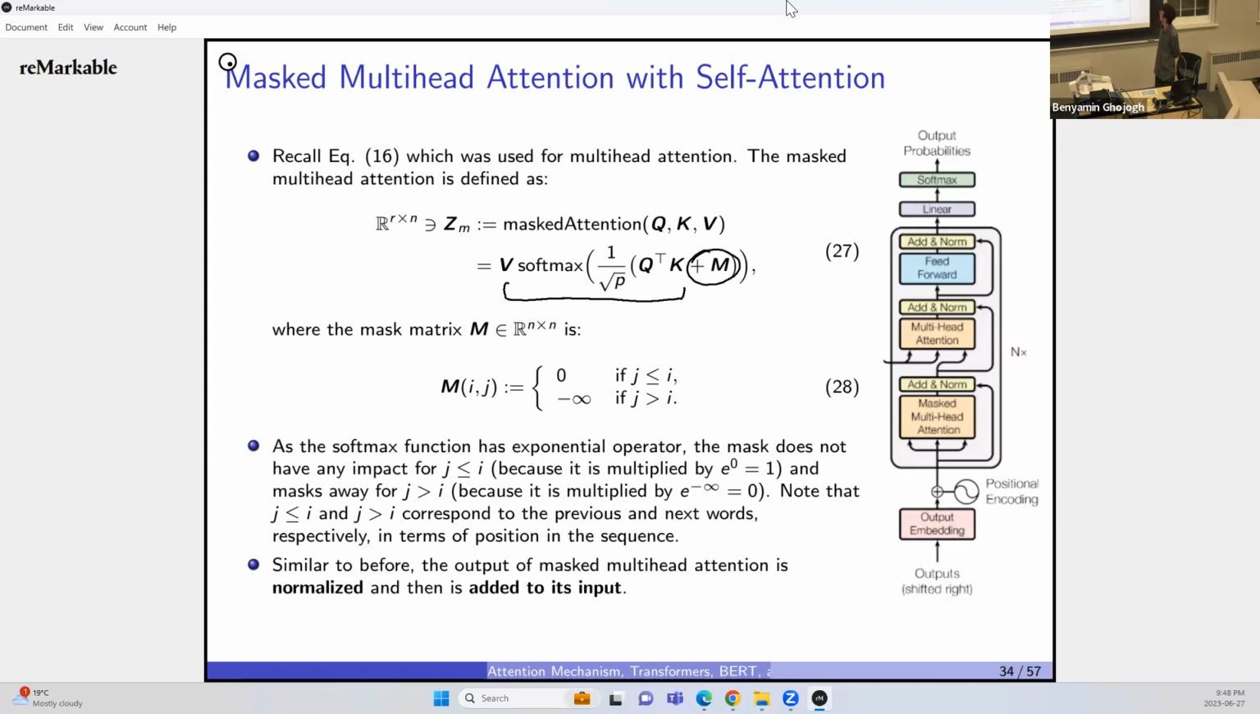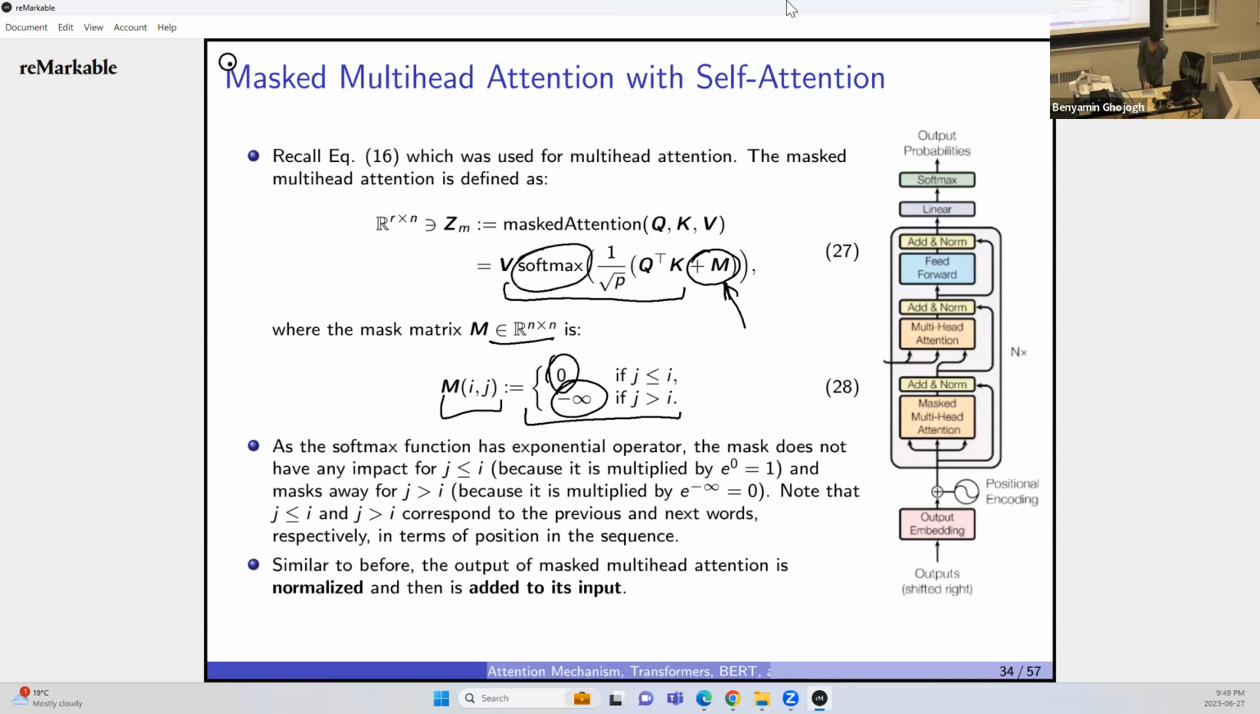I define this matrix M, which is n by n, and whose ijth element is like this. When j is less than or equal to i, the element is 0. It means that it doesn't have any effect, so it is attention. However, for j greater than i, it becomes minus infinity. What does it mean? Put minus infinity in this equation.